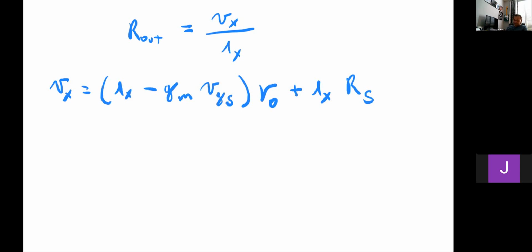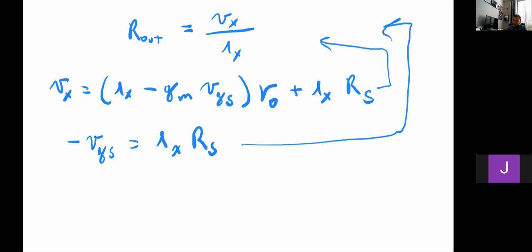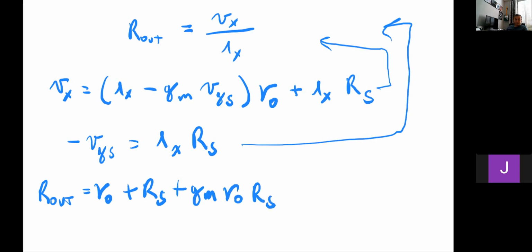Then we can also write that the negative of the gate to source voltage for the common gate is Ix times RS, and if we apply this into that and this into that as well, we get that the output resistance is RO plus 1 plus GM RO times RS.